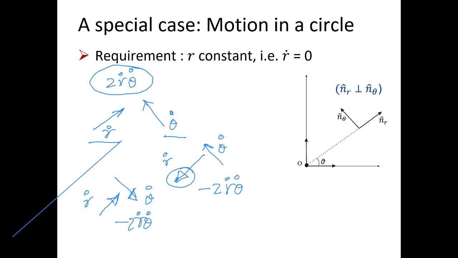opposite direction. But of course, since this is a product, if r dot is radially inwards and the rotation is clockwise, this is r dot and this is theta dot, then both vectors have changed their directions. Therefore, the product will not change its direction. Minus into minus is plus. Therefore, you get the plus quantity.